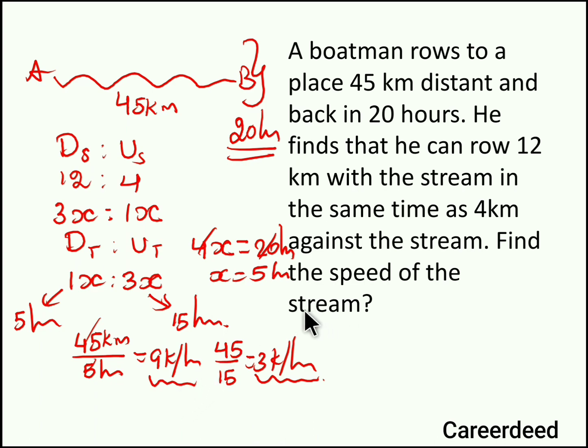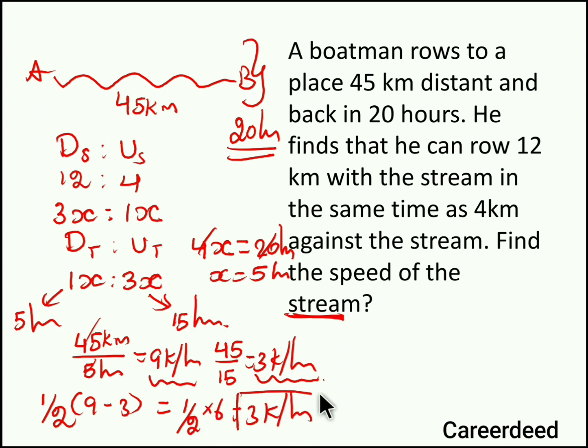Now you have to find speed of the stream. If you want to find speed of the stream, we know downstream speed as well as upstream speed. So half into 9 minus 3, downstream minus upstream. 9 minus 3 is nothing but 6. So half of 6 is nothing but 3. So 3 km per hour is nothing but the speed of the stream. Hope you understood the concept, right?